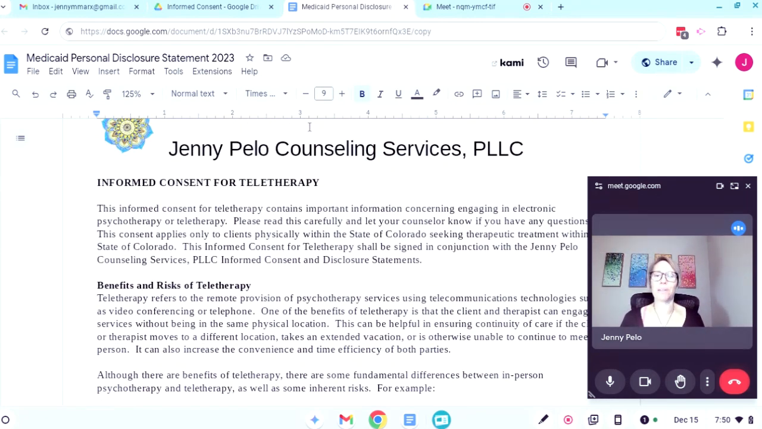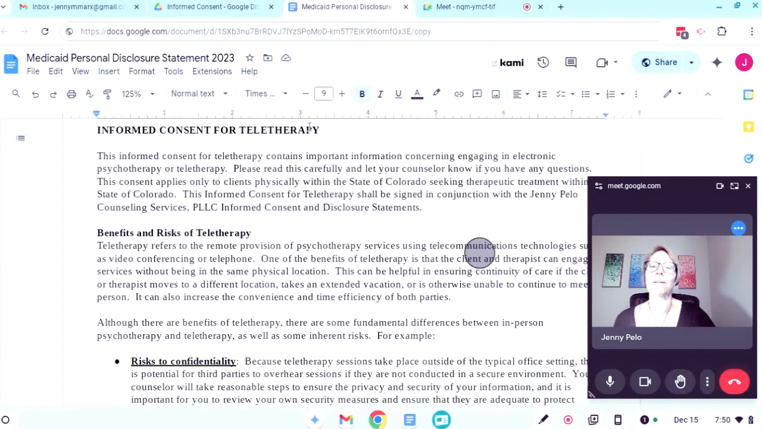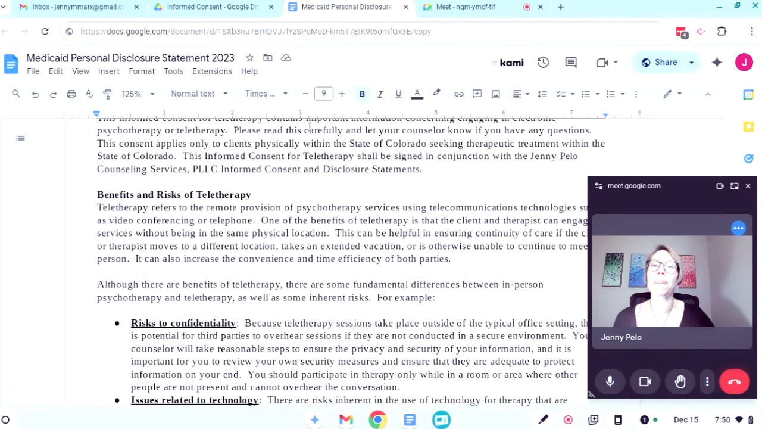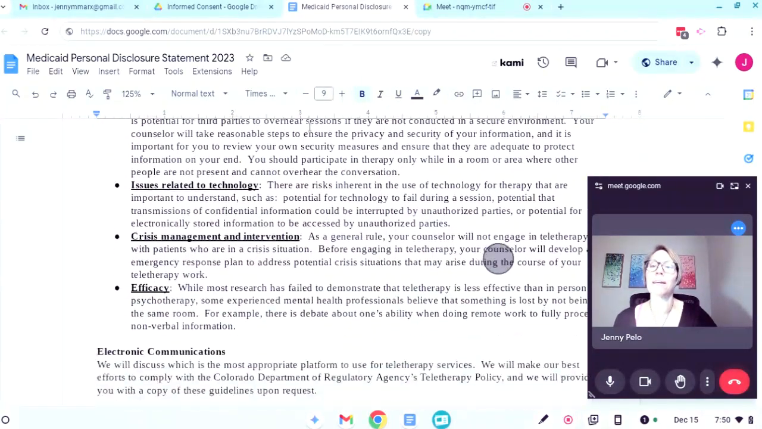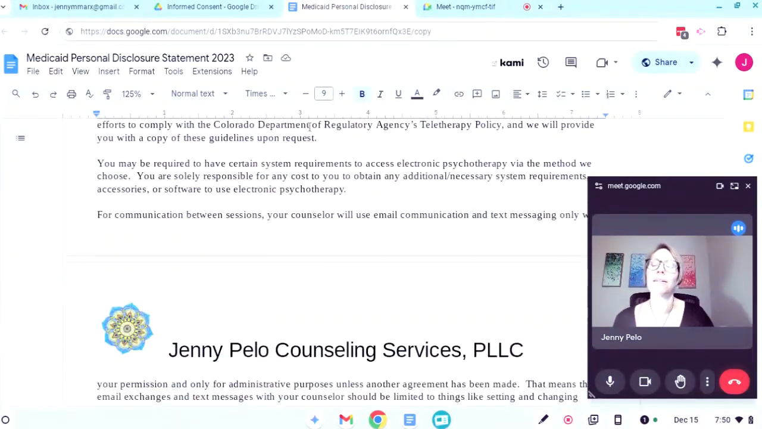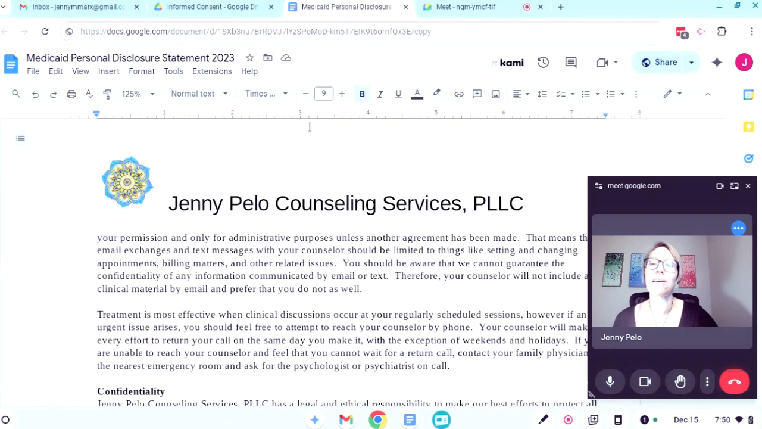there's the teletherapy portion of informed consent. So if you're going to do any kind of virtual sessions, you need to have something specific to that, separate from and in addition to the disclosure statement and other informed consent that you are putting out there. So here this talks about risks and benefits of doing teletherapy and talking about electronic communications and the expectations around that.